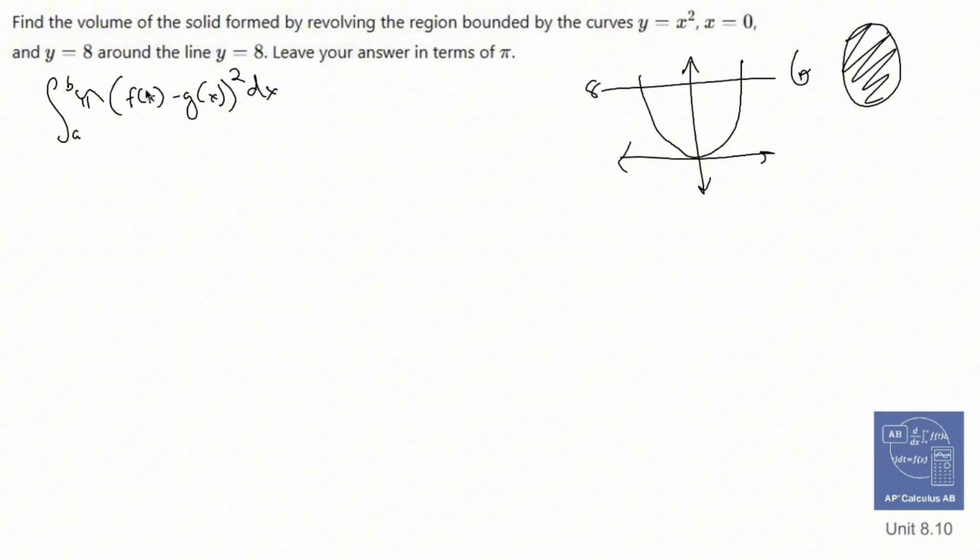Okay, so we need our limits of integration before we can do anything. So our limits are going to be found by taking the original equation, x squared, and setting that equal to 8, so I can find out where x squared and 8 intersect. Square root, plus or minus, x is going to equal positive or negative 2 root 2.